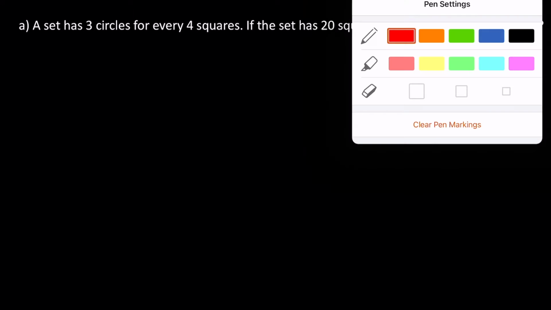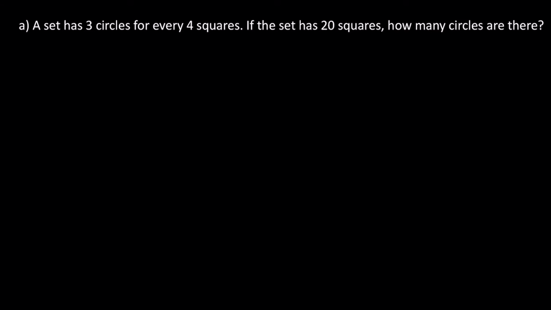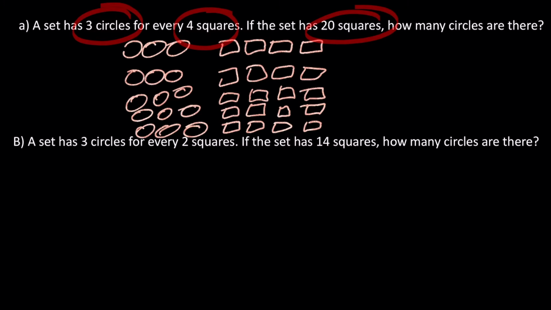All right, same style question, and I want you to do it. Pause the video and then come back and check your answers. Okay, so this time we have 3 circles for every 4 squares, and we're going to have 20 squares in total. So I've drawn it out, and this is what it should look like. You should have 4 in a row, and you should have 5 in a column of squares, and then you can match that up.